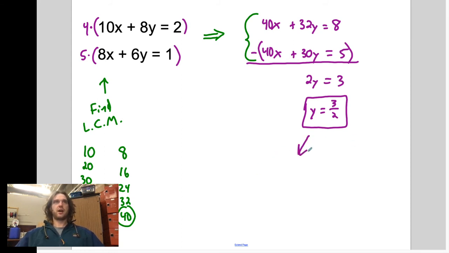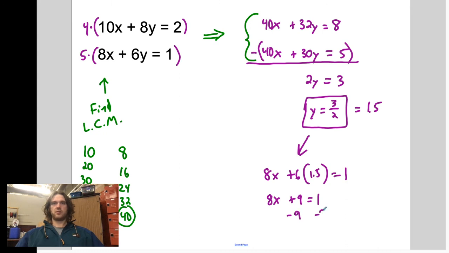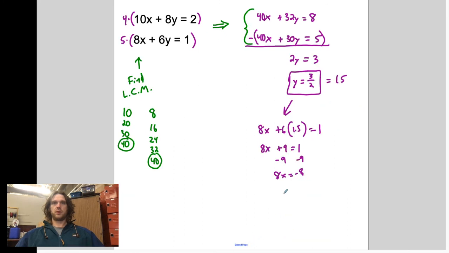Now we're going to plug that in. I'm going to use the bottom equation. 8x plus 6 times 3 halves, by the way, is 1.5 of 6. So if you want to keep things simple, equals 1. Well, half of 6 is 3, so add that to a whole 6 and you get 9. This is 8x plus 9 equals 1. Subtract 9, 8x equals negative 8. So x equals negative 1. There's our solution.